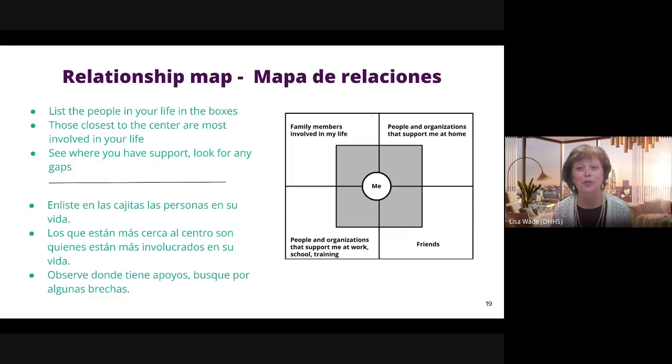Another helpful tool for making connections is the relationship map. On one page, you can show your community connections as well as paid, unpaid, or natural supports. And again, a link will be put into a chat for a fillable PDF version of this particular tool. The relationship map assists the person with identifying the people in his or her circle. And you can also see where you're lacking connections, where you need to work on it. The 4 different areas are family members involved in my life, people and organizations that support me at home, friends, and people and organizations that support me at work, school, or in training.